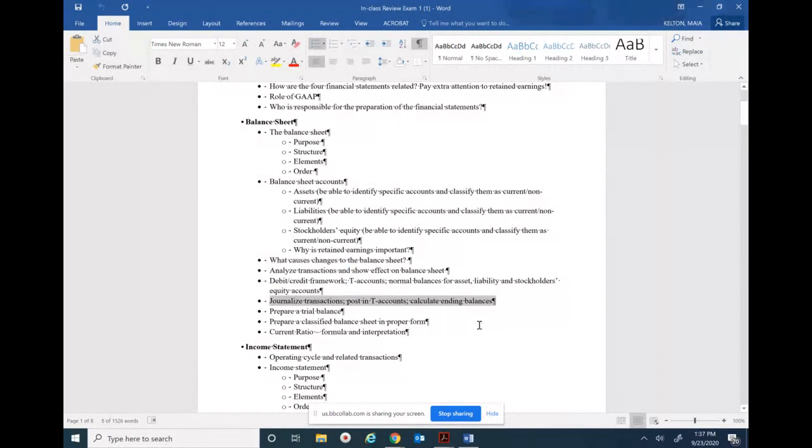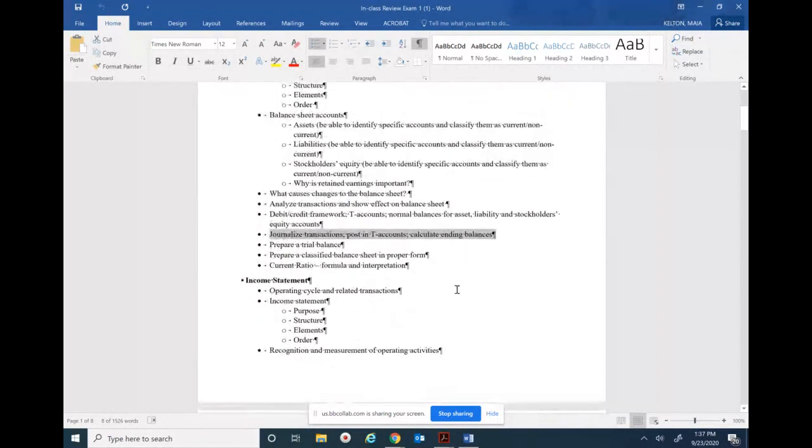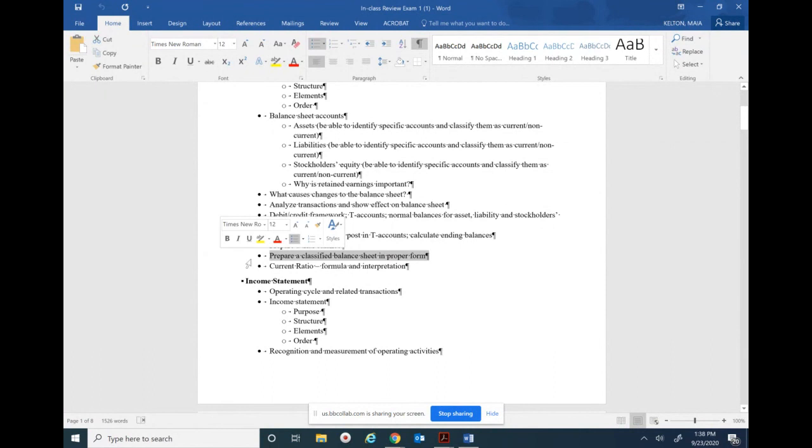So you need to be able to prepare journal entries. You need to be able to prepare a trial balance, just like I showed you in the comprehensive problem. And you need to be able to prepare a classified balance sheet in proper form, which is basically what we did in the comprehensive problem and all of your homework problems. The current ratio is current assets over current liabilities. This is something that you need to be able to calculate as well.